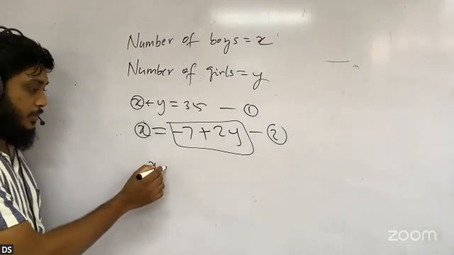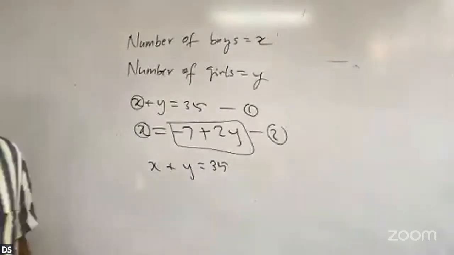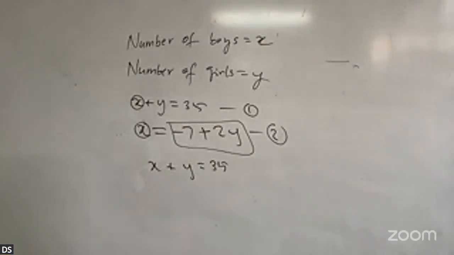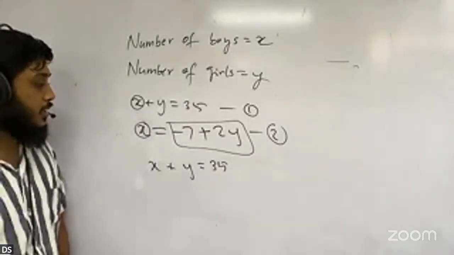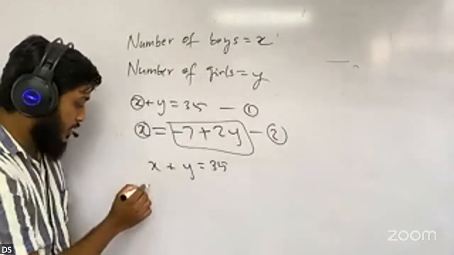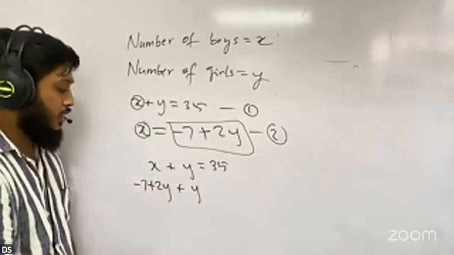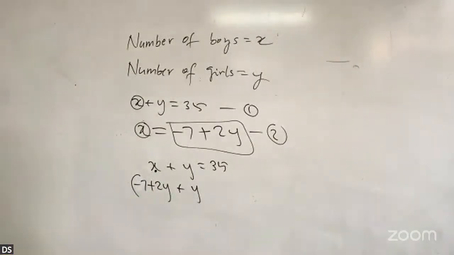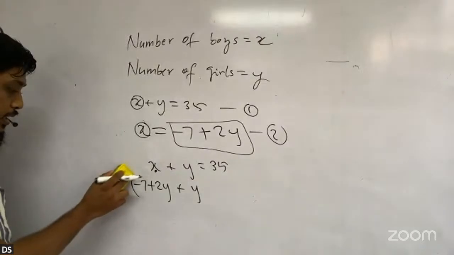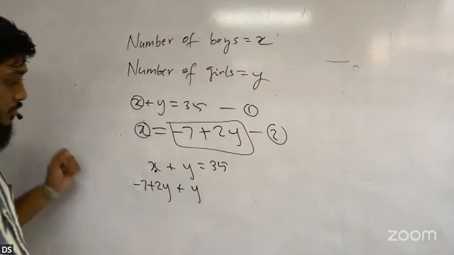First of all, you can write x plus y is equal to 35. Right? X plus y equal 35. How much is x? Instead of this x, you can write minus 7 plus 2y. No need to put the bracket also. Minus 7 plus 2y, and you can write this as plus y, equal to 35.